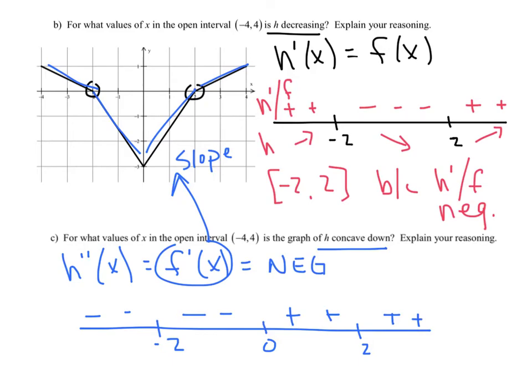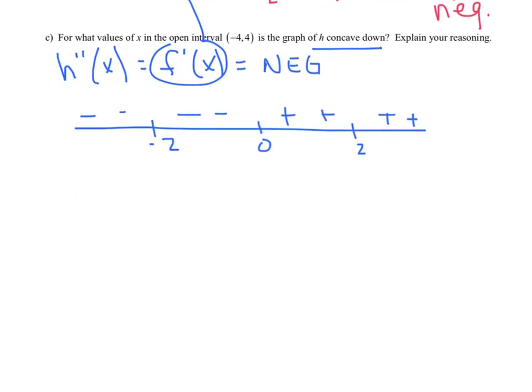So just to tidy up my sign chart, this was h double prime slash f prime, which meant h was concave down, concave down, concave up, concave up. Let's say concave down.